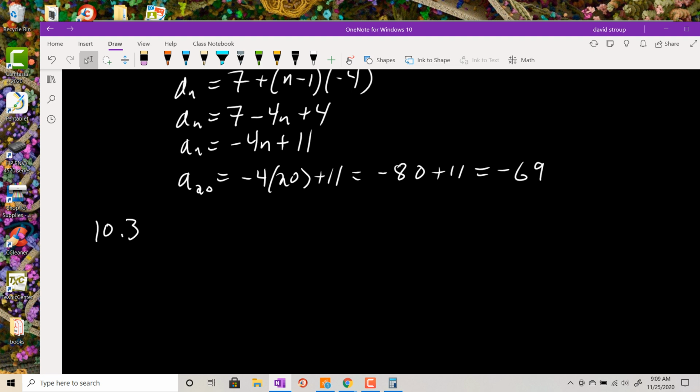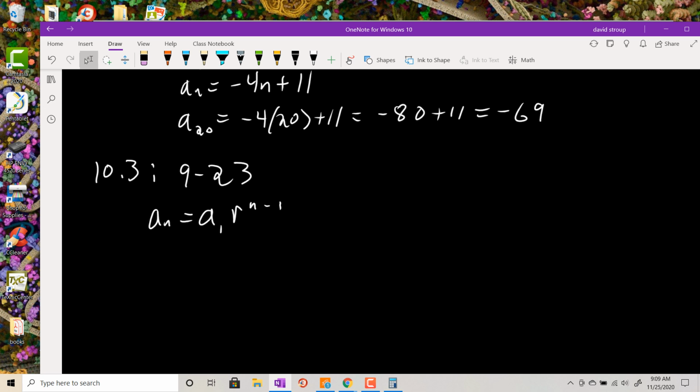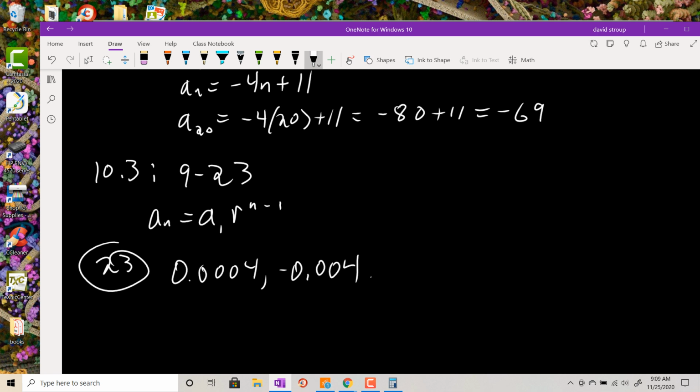And then for these problems, I'm looking for 9 to 23. So basically, the same type of problems, you have to find a sub n, and a sub n in these problems is a sub 1 times r to the n minus 1. And then you have to use it to find a sub 7 or a sub 20 or whatever. So let's look at number 23. And we have the sequence 0.0004, -0.004, 0.04, -0.4, on and on.